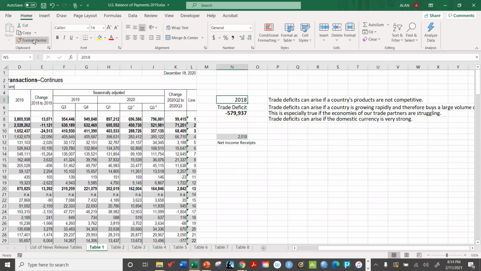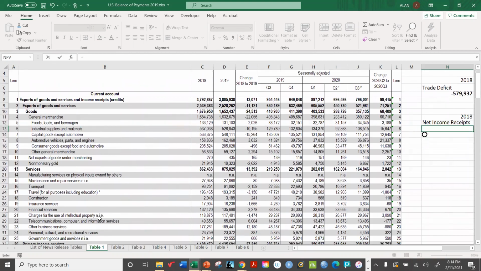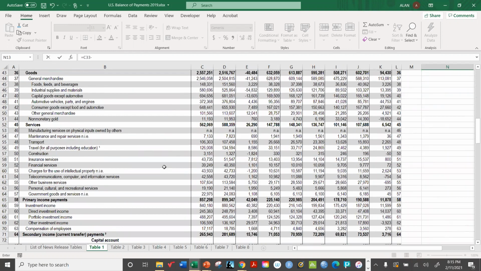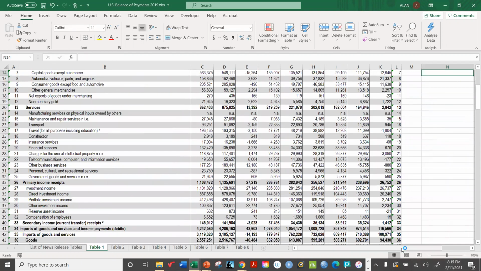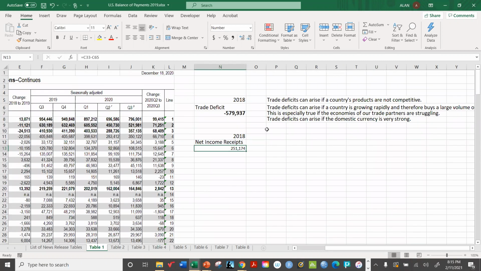See, not all of these categories are deficits for the United States. The overall totals are, but some of the categories are surpluses, and this is usually one of them. So we're going to take the primary income that comes into the country and subtract the income that goes out of the country. And that would be, oh, look at this. We have a surplus of about $250 billion. Well, that's not bad. Not bad at all. We'll take it.